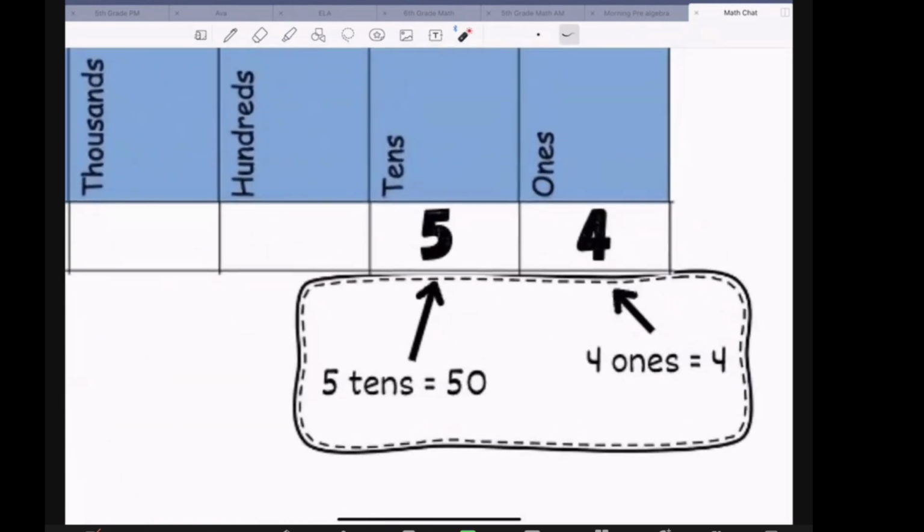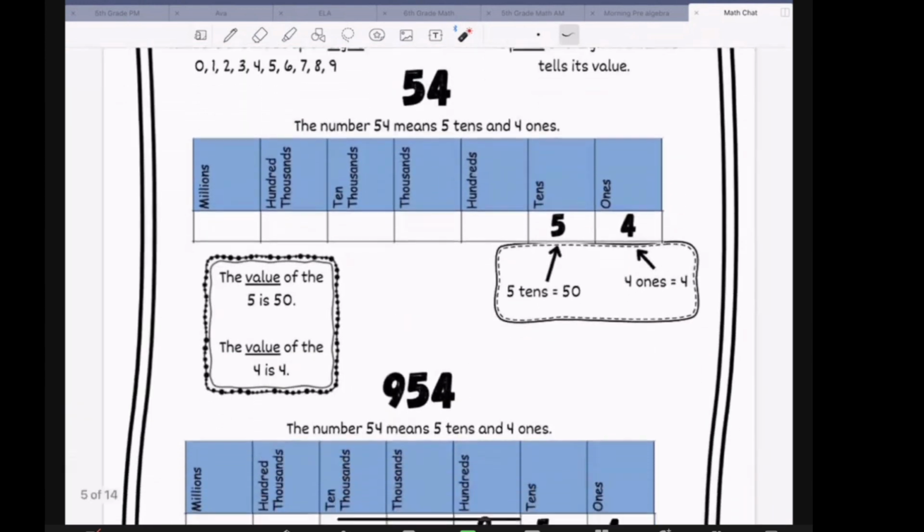So the value of the digit 5 in the number 54 is worth 50. Okay, that 5 is worth 50. So if I were counting cookies, this number would stand for 50 cookies. And if you watch the place value block video, that means you'd have 5 blocks of 10, 50. And this is 4 ones. So the value of that digit is 4.